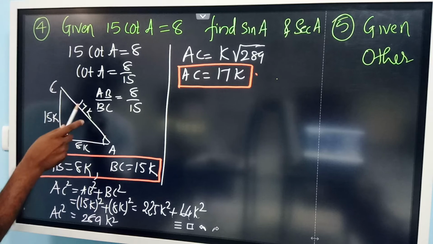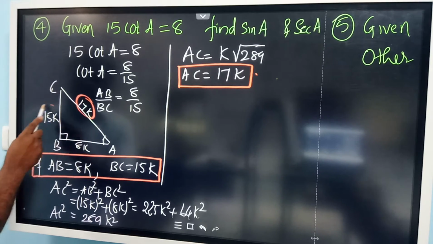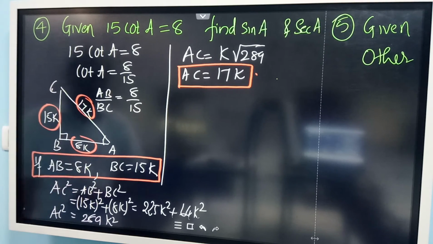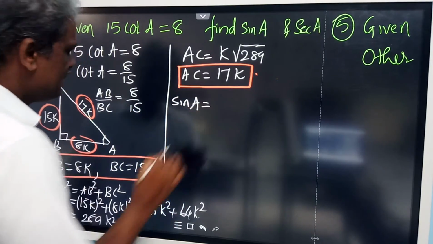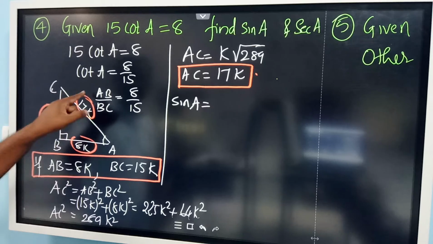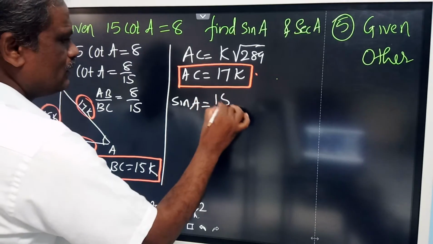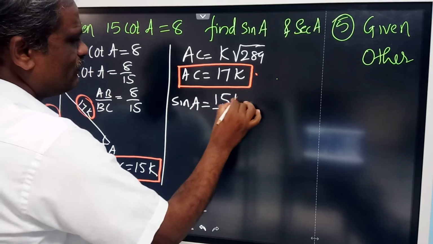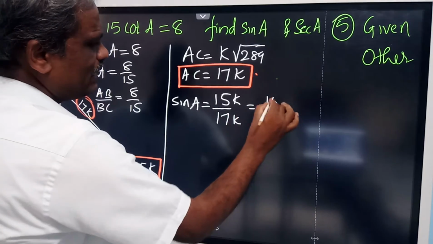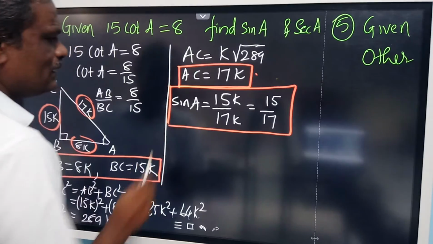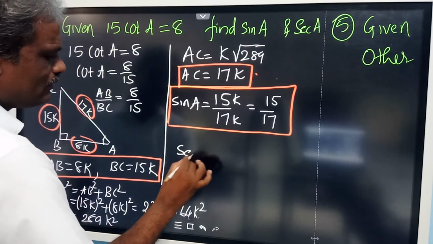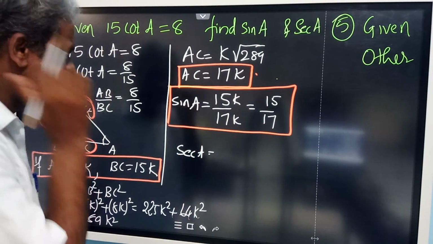So you got all the three sides. AC you got, BC you got, AB you got. Find out the sin A. Sin A, what is sin A? Opposite side by hypotenuse, 15 by 17. 15K by 17K is 15 by 17 only. So you got sin A as 15 by 17. The second one, secant A. Secant A, tell me what is this ratio?